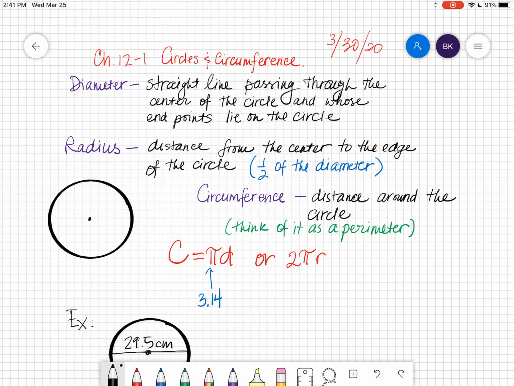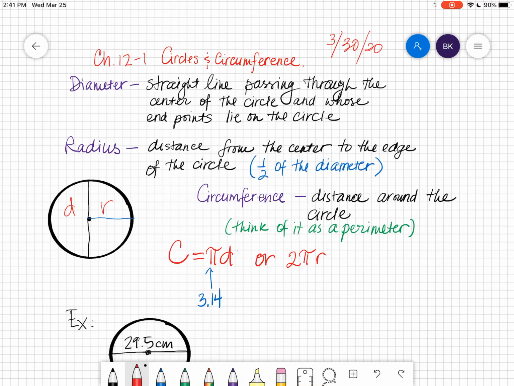Since we're talking about the circle, a circle has a center, and circles have a diameter. And what is a diameter? It's the distance from one edge to the other edge of the circle passing through the center. I'm going to draw that, and that is the diameter. Now the radius is the distance from the center to any edge of the circle. So that's your radius.